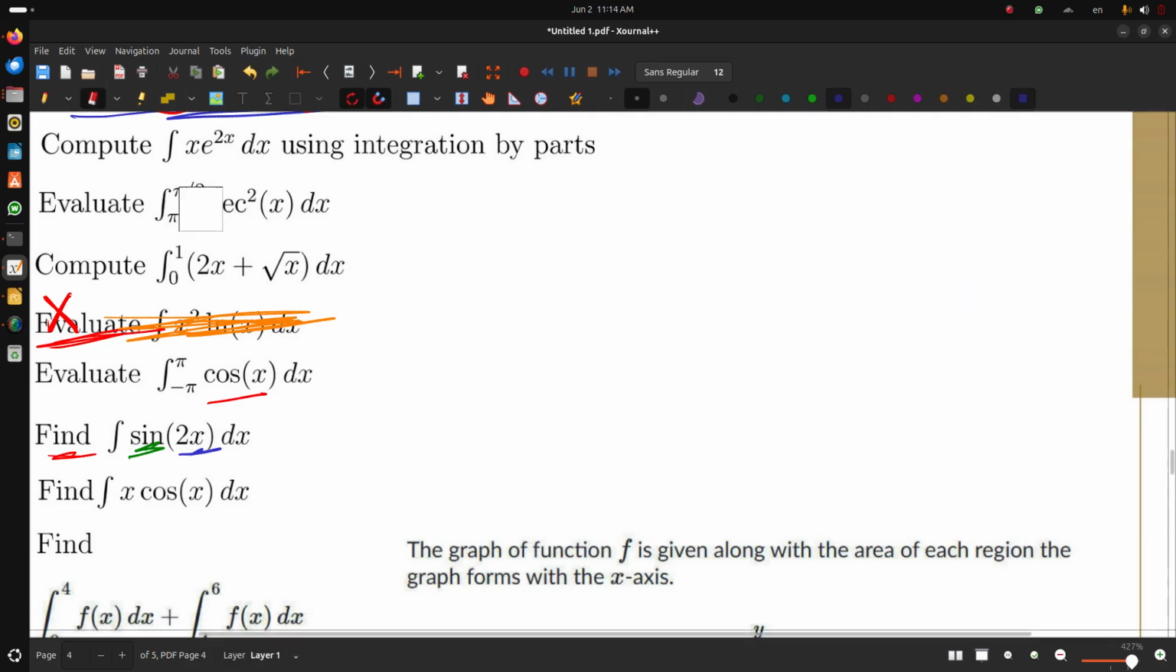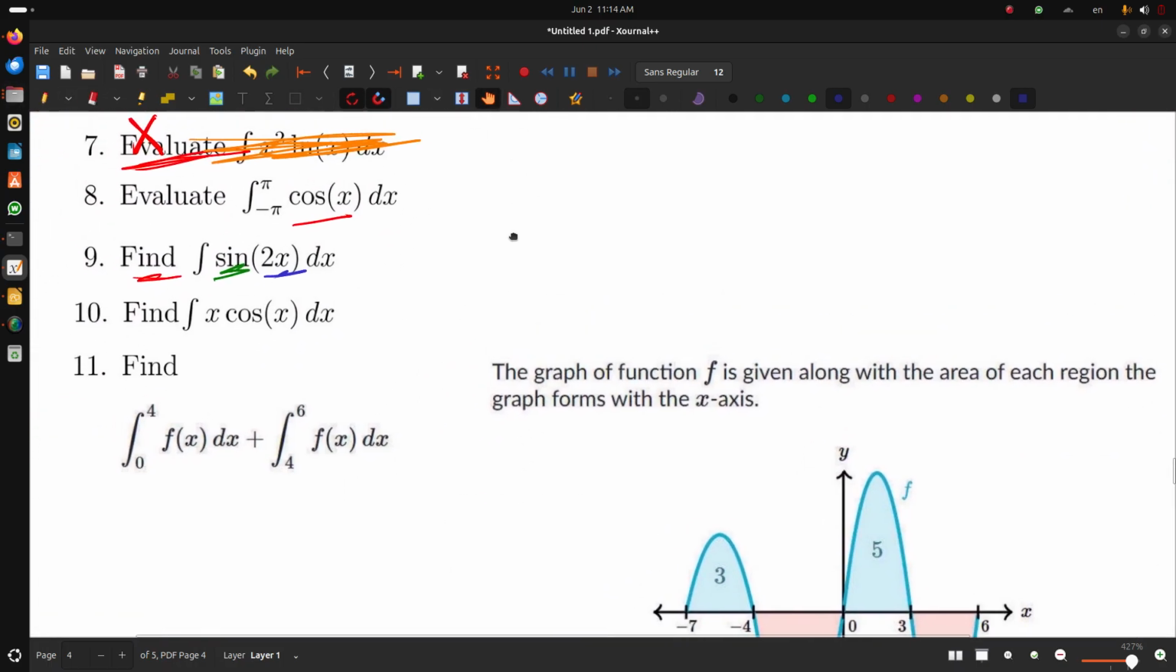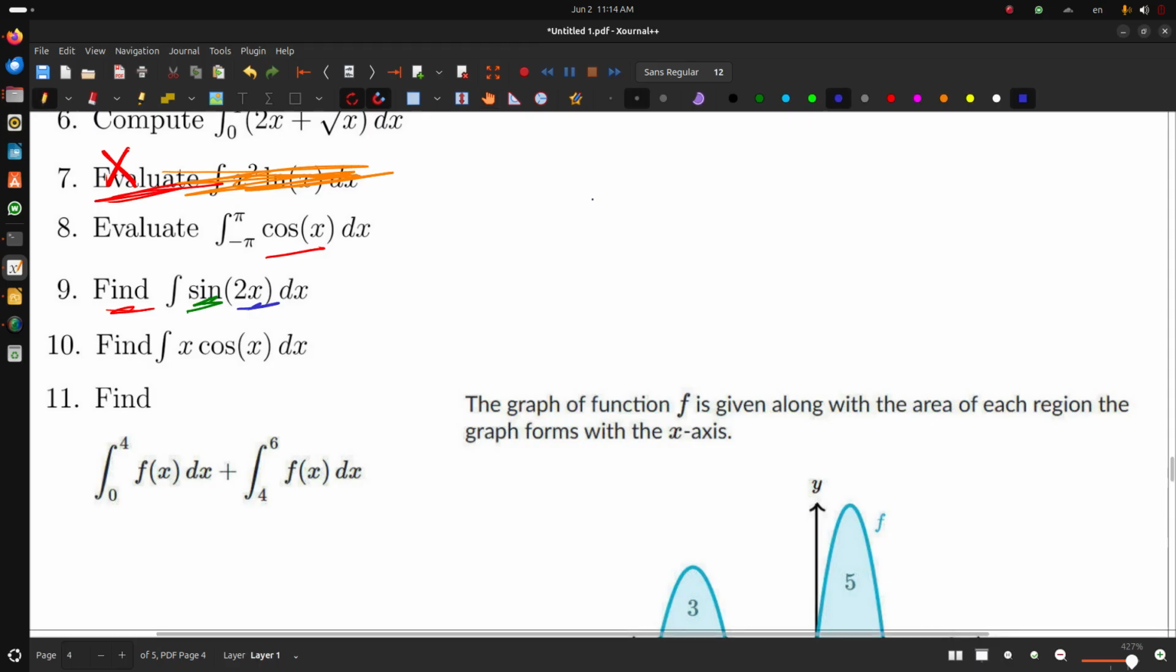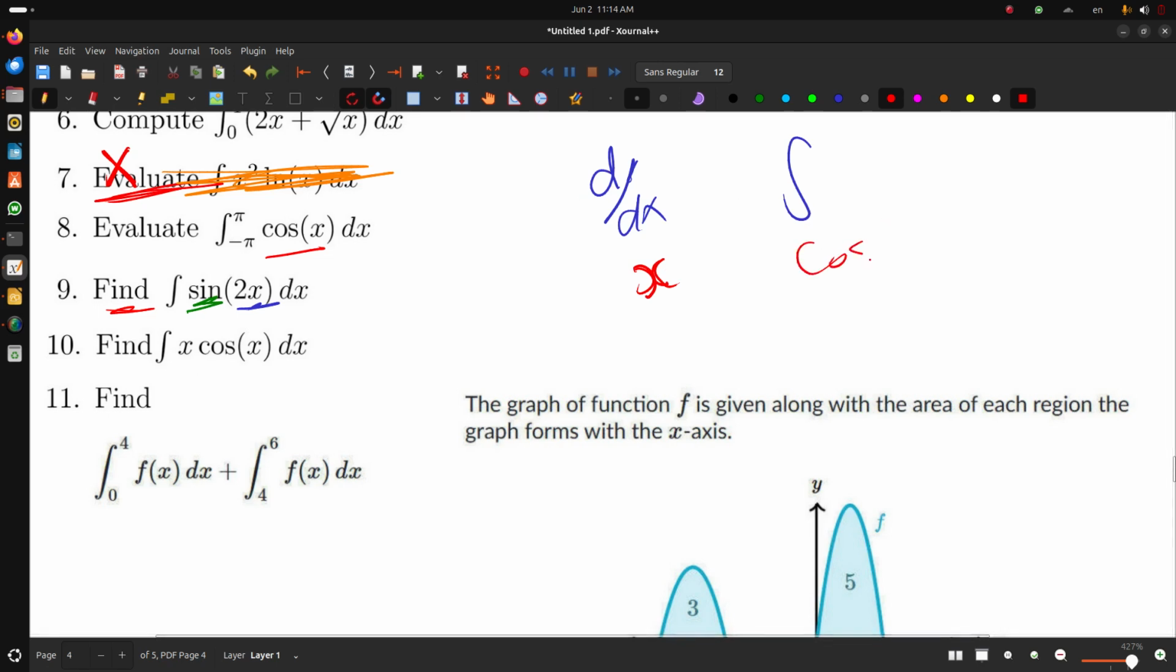Okay, next, this one, you will use the integration by parts, and it's really important. It's really easy. You will take one of them as the derivative and the other one as integration. Take the polynomial part here as the derivative, and this one for integration. Okay, the derivative of x is 1, the derivative of 1 is 0, the integration of cosine x is sine x, and the integration of sine x is negative cosine x.